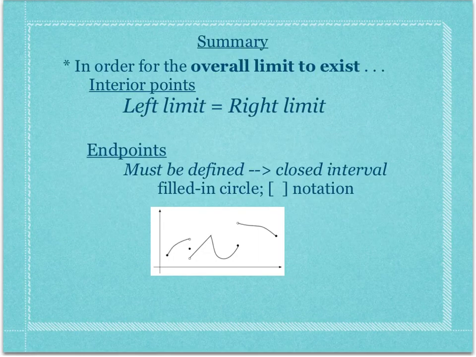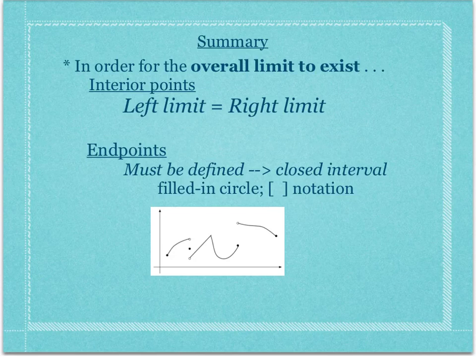Alright, so just in summary here for these limits, in order for an overall limit to exist, when we have interior points, the left-hand limit has to be the same as the right limit in order for that overall limit to exist. And we saw some examples of that graphically as well.